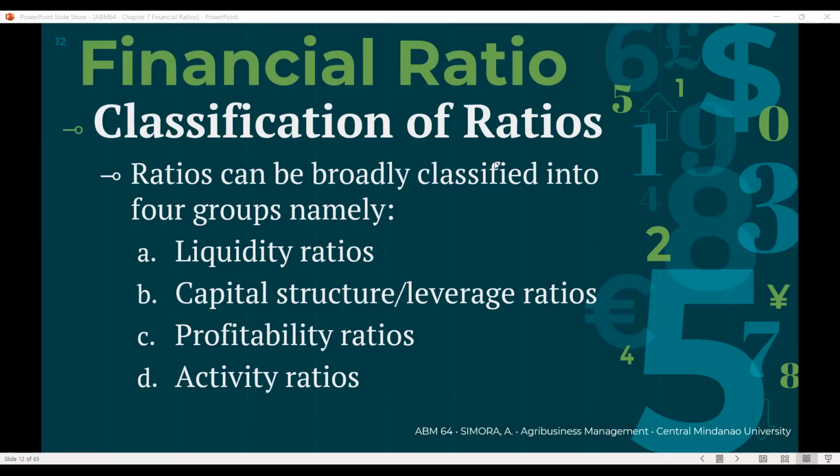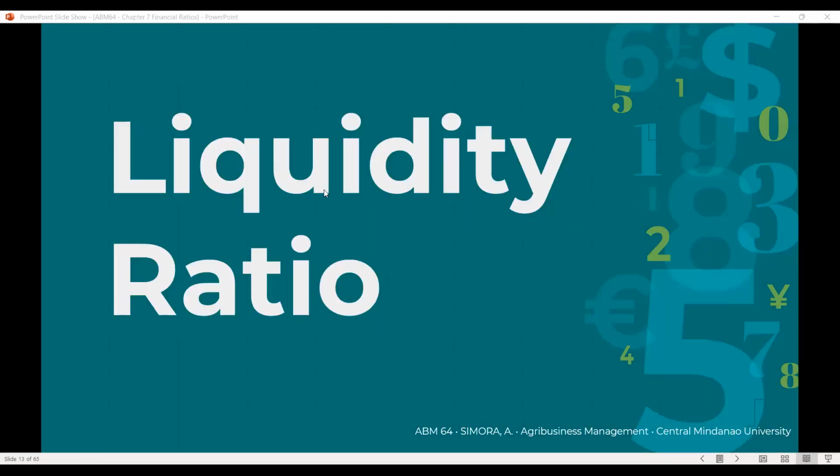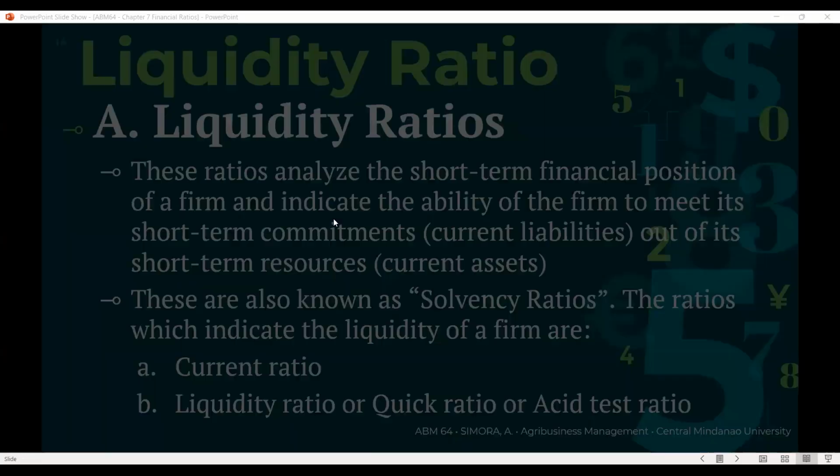Next is these are the classification of ratio as what I had discussed in the roadmap. So the main ratios: liquidity, capital or leverage ratio, profitability, and activity ratio. So these are the main ratios we'll be discussing. So the first ratio to discuss is liquidity ratio. So what is liquidity ratio?